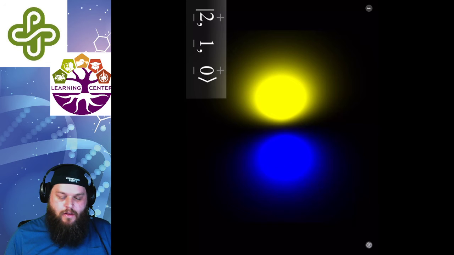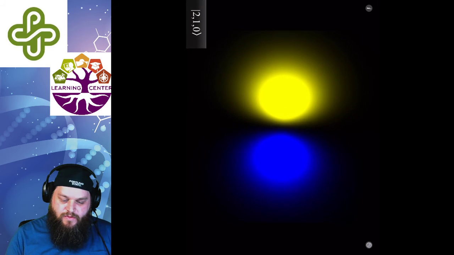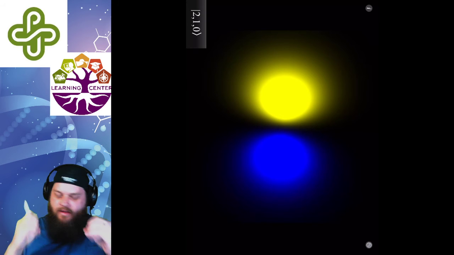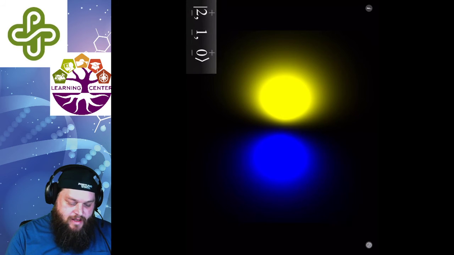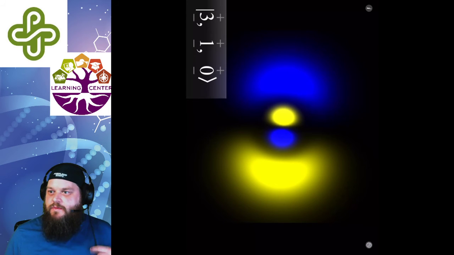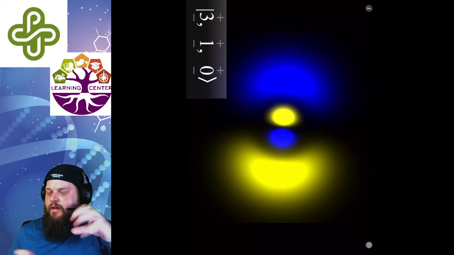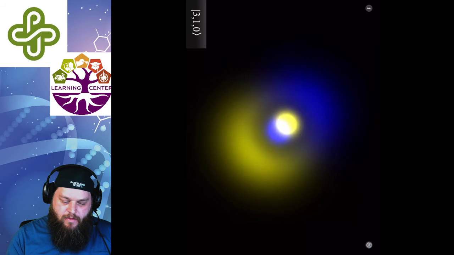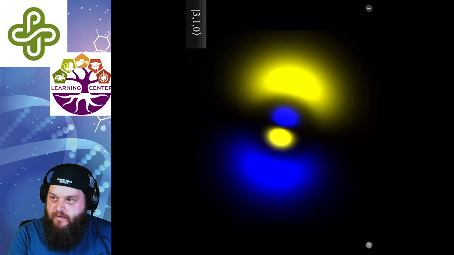So now we have our p orbitals, l equals 1. The p orbitals are just floating on either side of the center. When this is n equals 2, l equals 1, I can increase to n equals 3, l equals 1, and we see the same pattern, but now there are different rings of those two weird orbitals floating around there. We can rotate it around and see it from different angles.